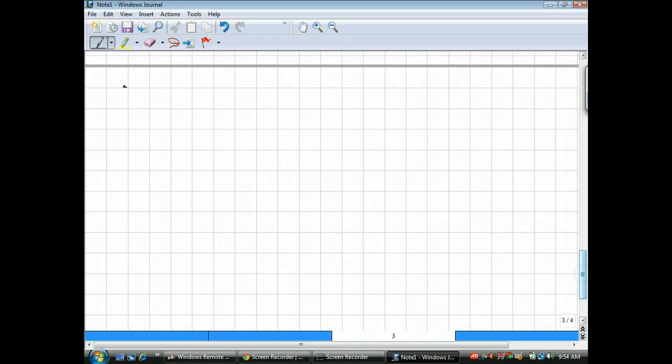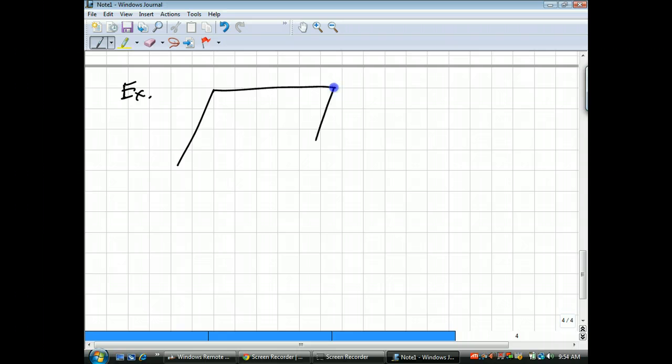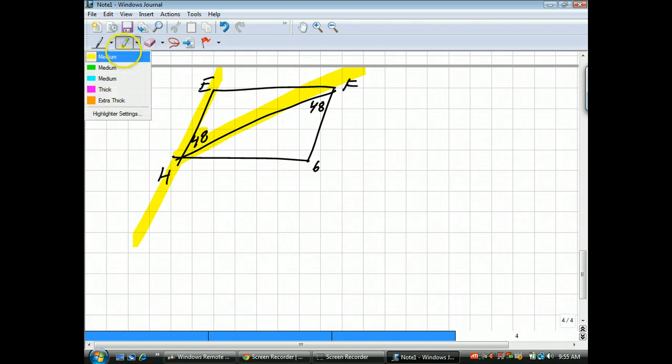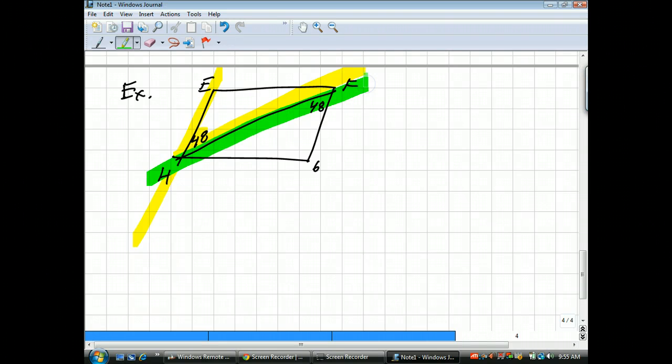Alright, so examples. So I have this figure. This is E, F, G, H. And I know that this angle is 48 degrees and this angle is 48 degrees. So I want to know, can I say that I have a pair of parallel lines? Well, the only angle that we really know anything about is formed by, so this angle right here is formed by this line and this line. The other angle is formed by this line and this line, okay?